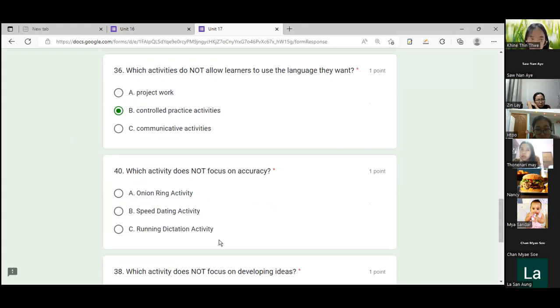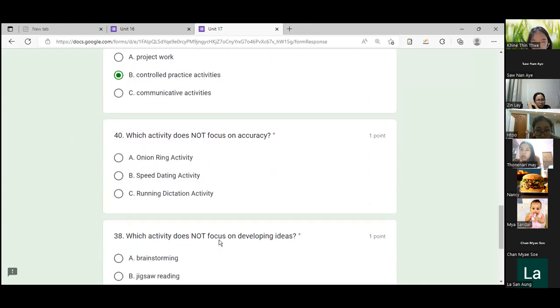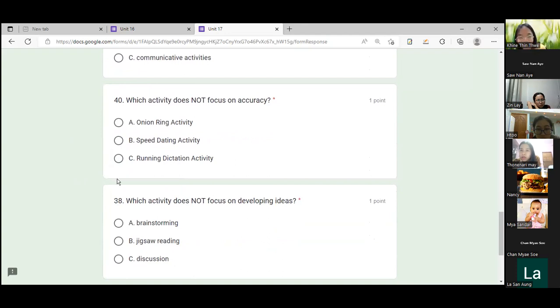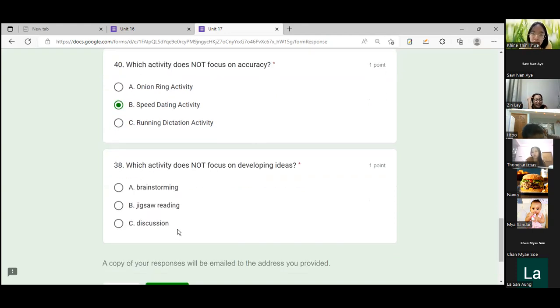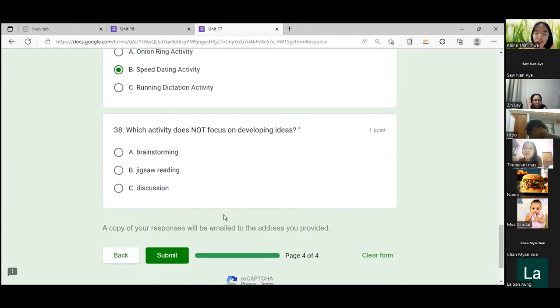Which activity does focus on onion ring? Running dictation. I only know running dictation. It is focused on accuracy, right? Speed dating. Speed dating will be fluency. Only one. I'm not sure. Running dictation is focused on accuracy, right? So only one. How about speed dating? I think it's not focused on accuracy.